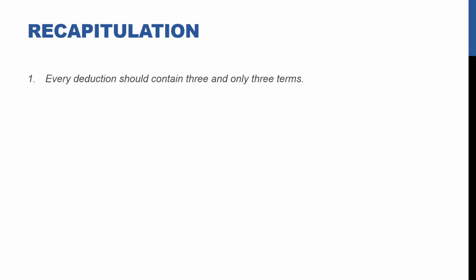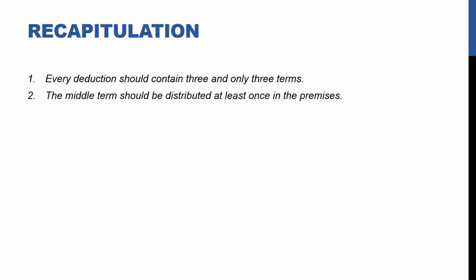Rule 1. Every deduction should contain 3 and only 3 terms. I hope you are clear about this by now and don't have to remember it as such. Rule 2. The middle term should be distributed at least once in the premises, otherwise no conclusion can be drawn. Always keep this habit of putting a tick or a cross mark above the statements. That saves a ton of time.